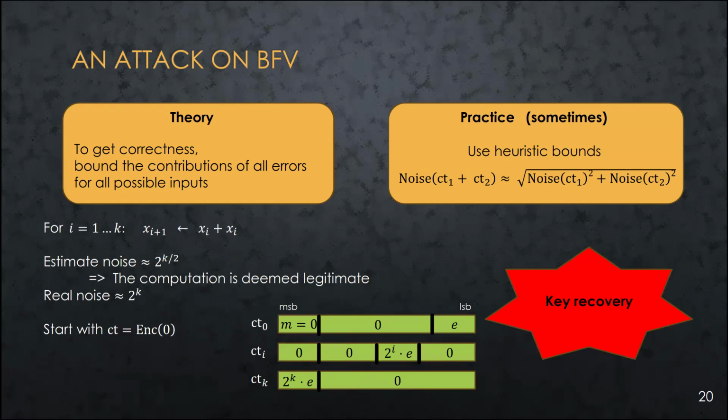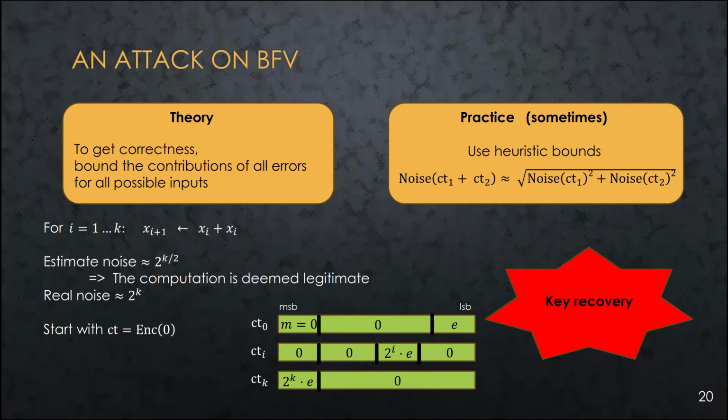Okay, so here is the circuit that we consider. So we start from an encryption of 0, and then for k times, we add the ciphertext to itself. So we take encryption of 0 and we add it with itself. And then we take the new one, we add it with itself, and so on and so forth. We do it k times. So the estimated noise goes as 2 to the k over 2. So we pay square root 2 every time.